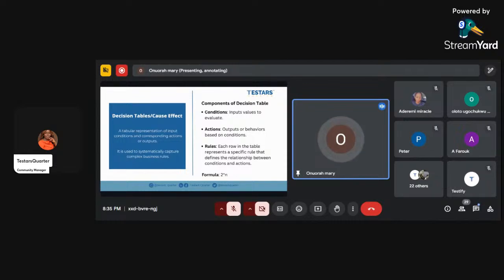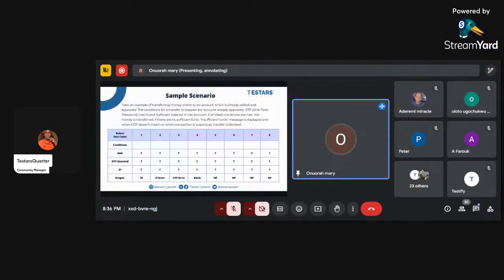Now, there's a formula that you might find out there, and personally, I use it: 2 raised to power n, whereby n is the number of your conditions. So if your conditions are 2, your math will be 2 raised to power 2, which is 4. So it means that your table will have at least 4 columns for your rules, so you have 4 rules basically. Now let's see this in play as well.